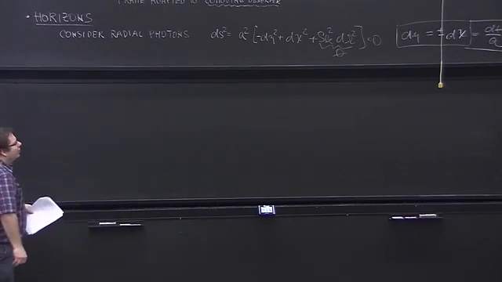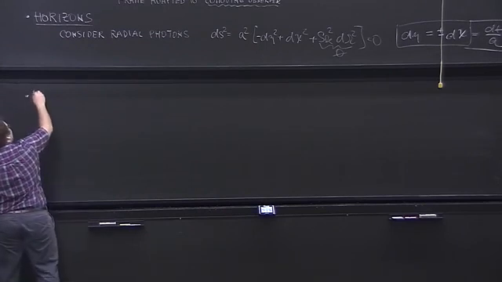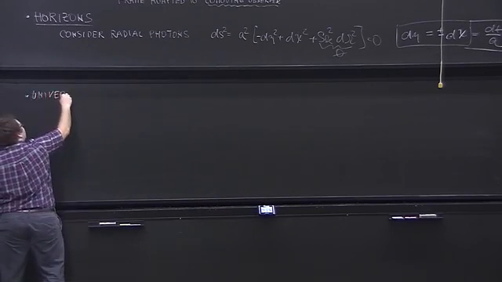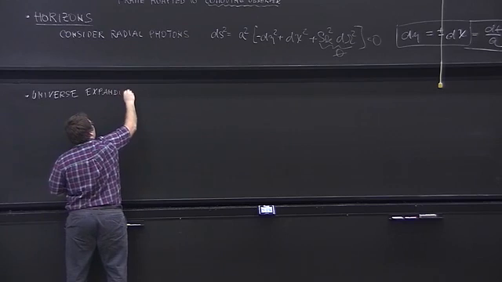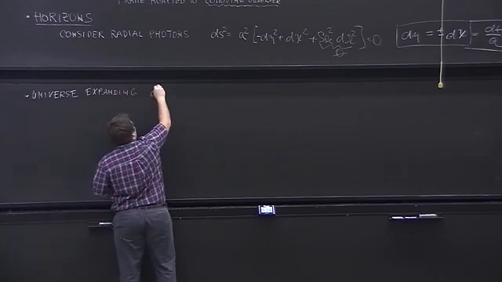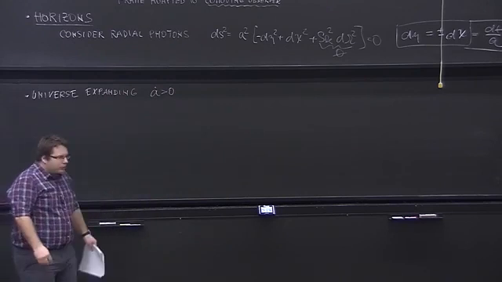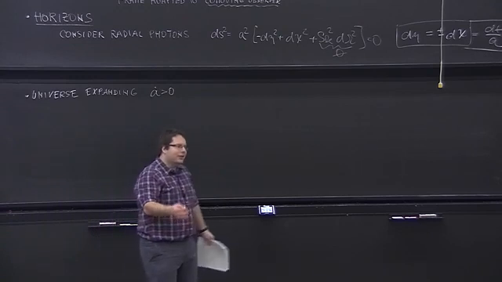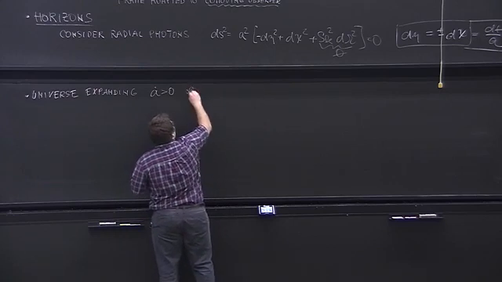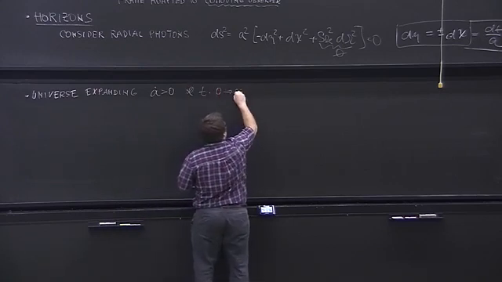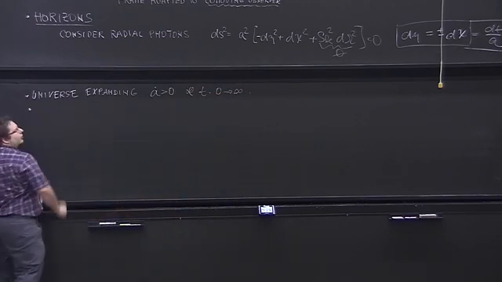Now, let me study what it means. What can we see in our universe, actually? We know that the universe is expanding, which means that a dot is bigger than 0. We also define our time coordinate so that it runs from 0 to infinity, 0 being the Big Bang and infinity being whatever we have there. So that's one thing we know.